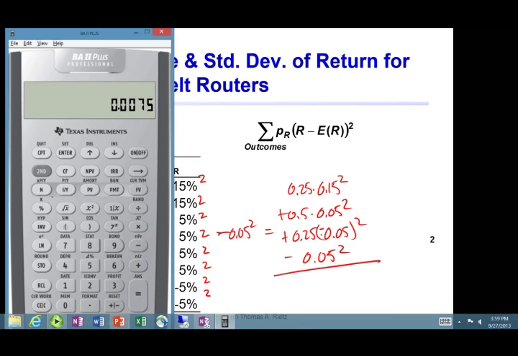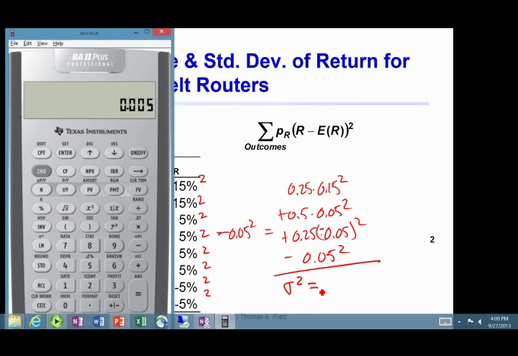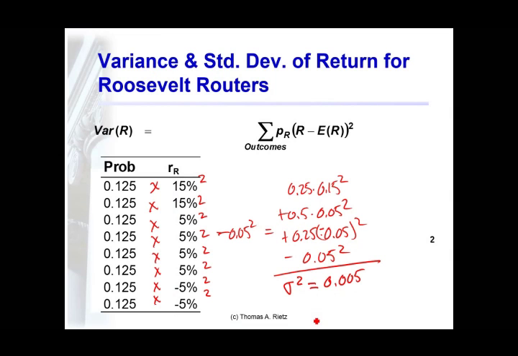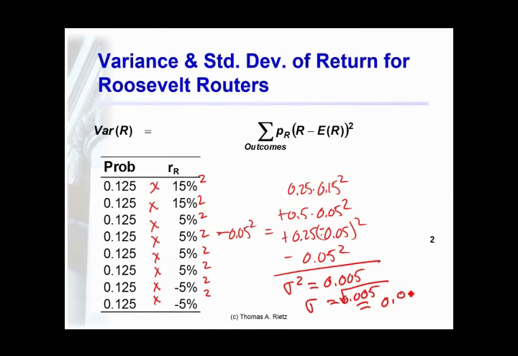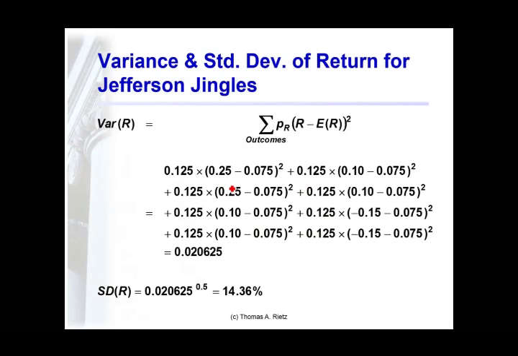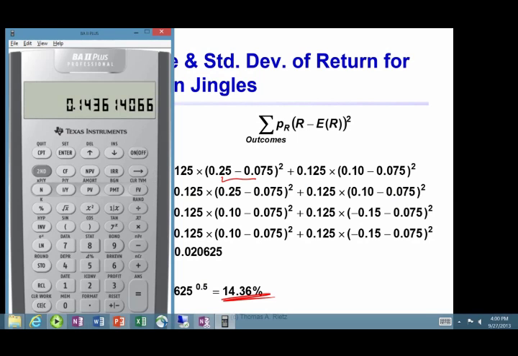Now I'm going to subtract from that, in parentheses, 5%, the expected return squared. Okay, this gives the variance, usually denoted by sigma squared, .005. The standard deviation is the square root of that, .0707. I'm going to store that so I have it for later. You can do the same thing for Jefferson Jingles. This is calculating them all out. This is doing the subtraction first. What you get when you get all done is 14.36%. Now what I've done in the calculator is I pre-calculated that and stored it in another memory register.